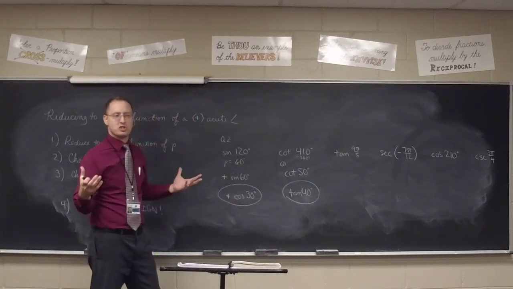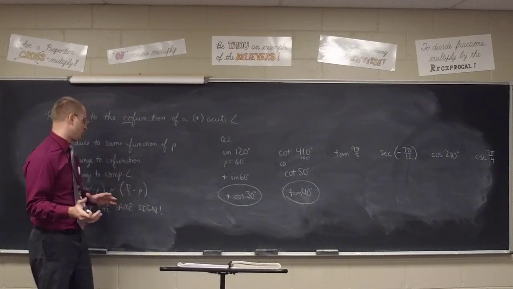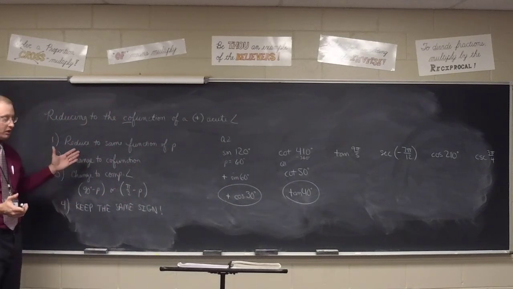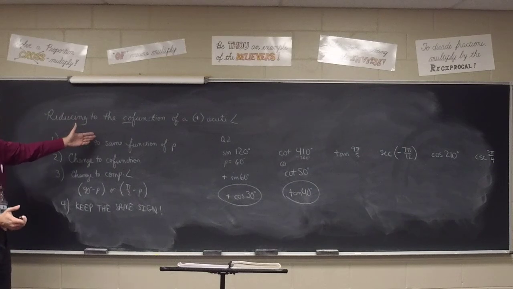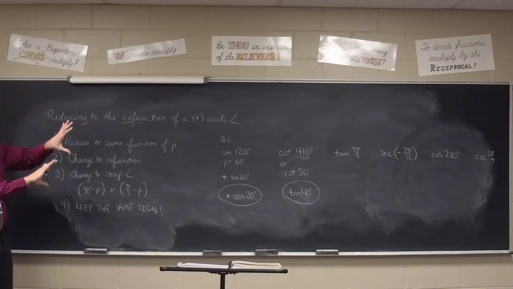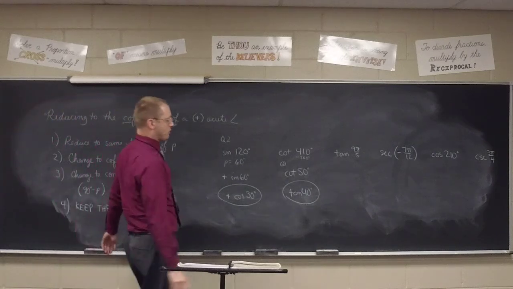We're kind of taking 2 steps at once. We already practiced changing to cofunctions earlier in the year. We've practiced reducing to the same function. Now we're doing the 2 steps back to back is all. That make sense?